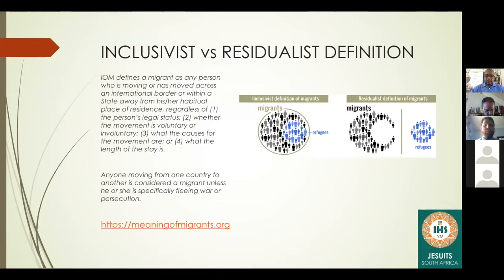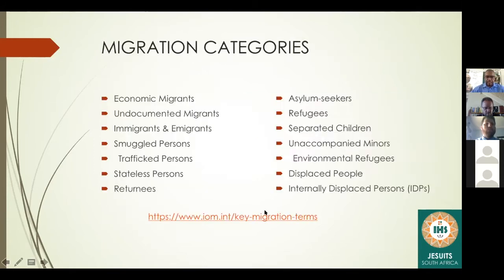And then when we come to the concept of migration, sometimes these terminologies are used interchangeably, and it's also important to understand whether one is talking of an inclusivist or residualist definition of migrant. As you can see on the screen, this explains it very well: when you talk of migrants, it can mean any person who is moving or has moved across an international border, or even within the borders of his or her country. Whereas a refugee would be somebody who has moved outside the country, specifically fleeing persecution or war. So that's an overall global understanding.